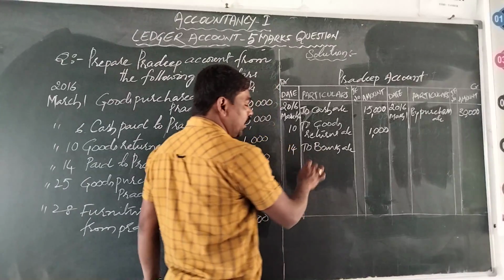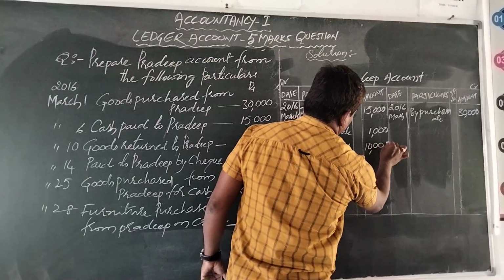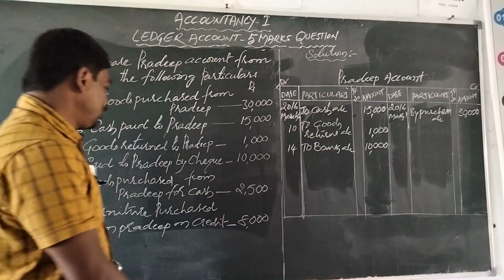Instead of check, here we are writing bank account. Amount of rupees 10,000. Okay students, come to next one.